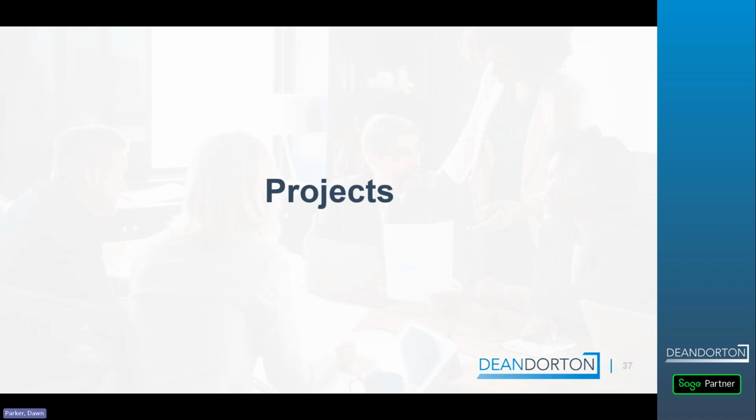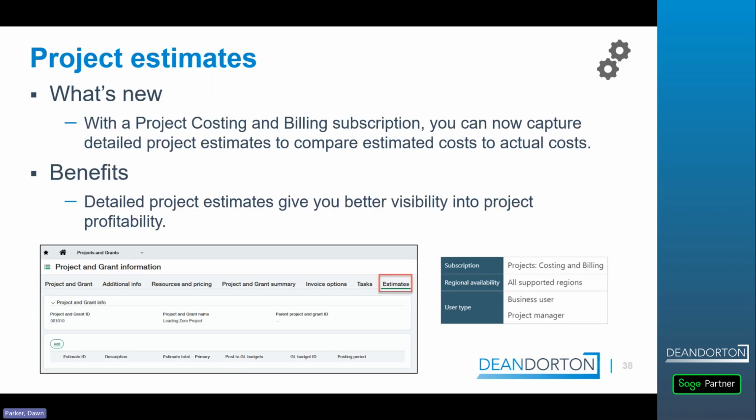All right, projects. Let's find out what's new in the project module. Project estimates. You can now view your budgets in the project and grant summary tab. So with a project, you can capture the detailed project estimates to compare estimated cost to actual cost. Those detailed project estimates give you better visibility into project profitability. So you have that estimates tab now where you can see that estimate to actual comparison.